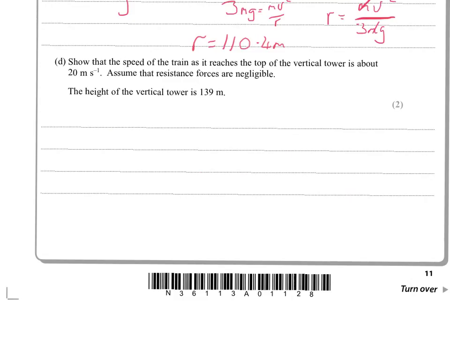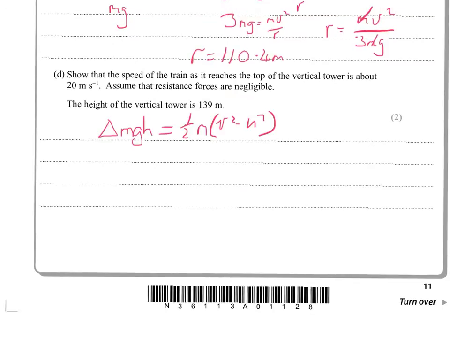Show that the speed of the train as it reaches the top of the vertical tower is about 20 meters per second. Assume that the resistance forces are negligible. The height of the tower is 139 meters. Okay, so we conserve energy then. The kinetic energy at the bottom will equal the kinetic and potential energies at the 139 meters. Or another way of saying that is that the change in potential energy will equal the change in kinetic energy.